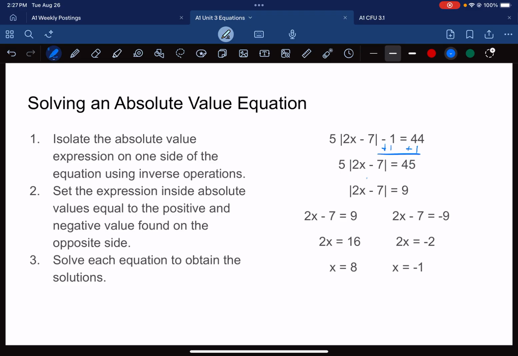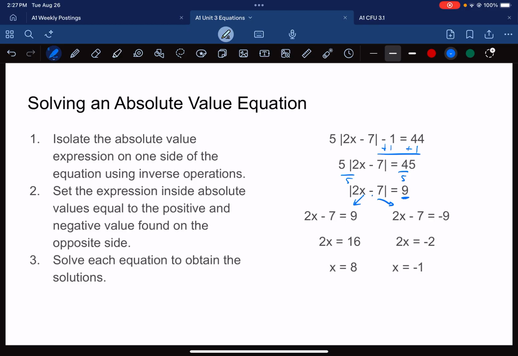Then I'm going to divide each side by 5 like this, and I'm going to get the absolute value of 2x minus 7 equals 9. 45 divided by 5 is 9. And then I'm going to break this up because there are two numbers on the number line that are 9 units away from 0. So that's what this is asking. It's saying what numbers on the number line are 9 units away.